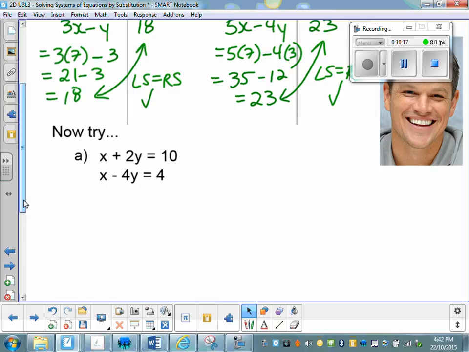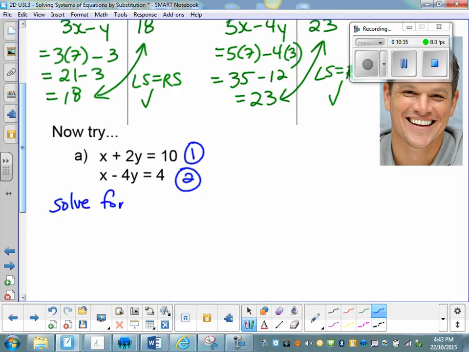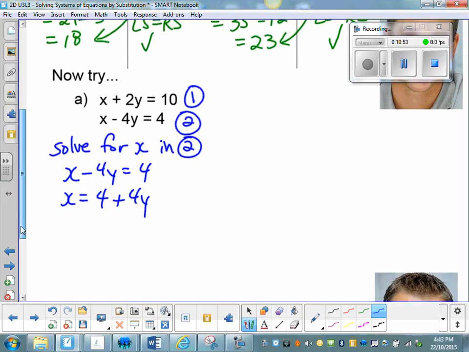Okay, so let's take a look at this one here. I'm going to number my equations again. I'm going to solve for x in equation 2. So if I do that, x minus 4y equals 4. And if I move that minus 4y to the other side, I get x equals 4 plus 4y. I'm going to call that equation 3.